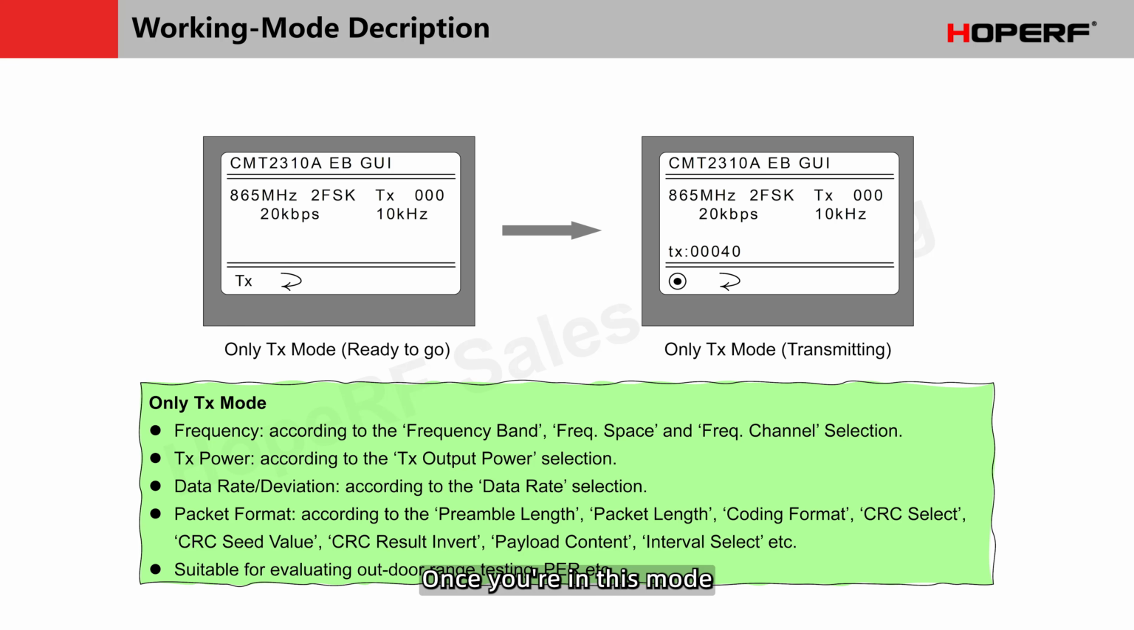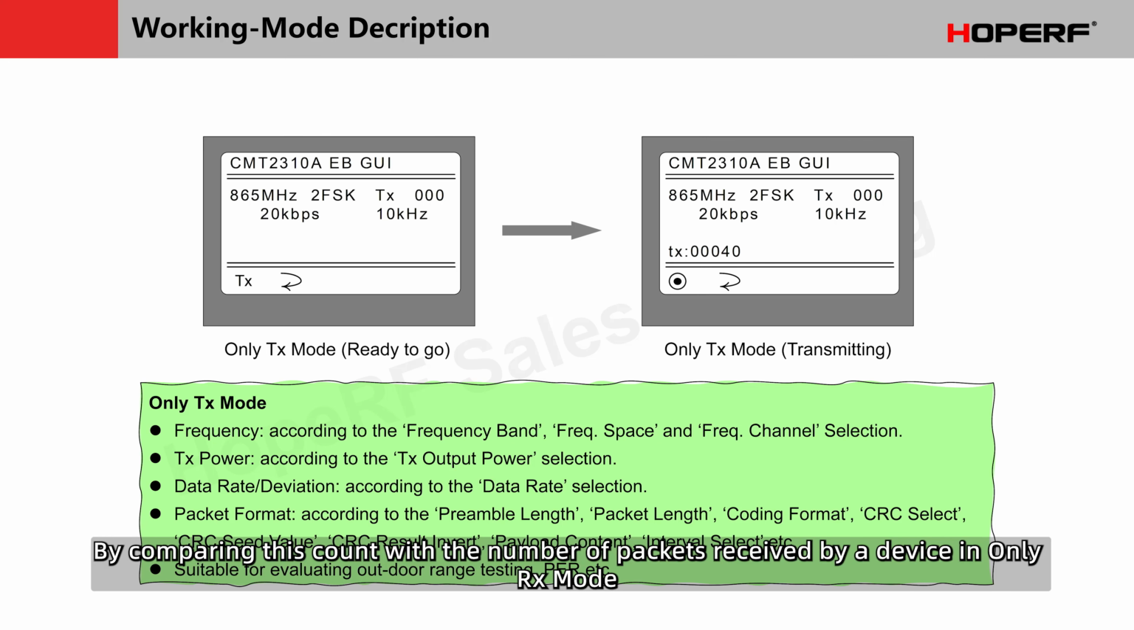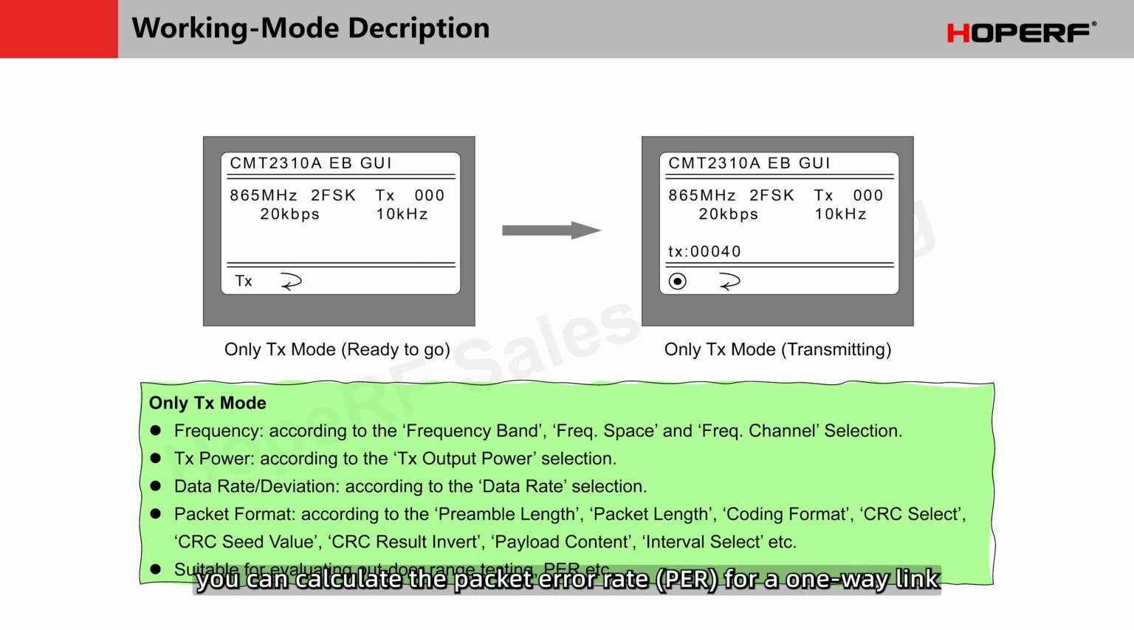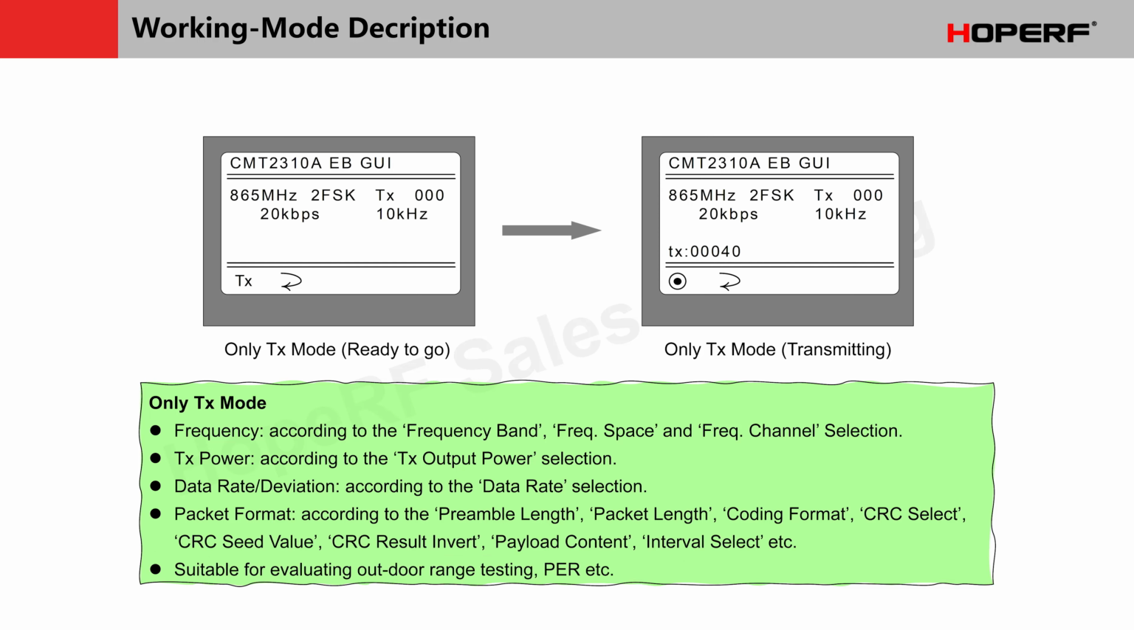Once you are in this mode, the lower left corner of the screen shows the number of packets transmitted so far. By comparing this count with the number of packets received by a device in only RX mode, you can calculate the packet error rate, PER, for a one-way link. This is why this mode is commonly used during outdoor range testing to determine the PER at different distances.